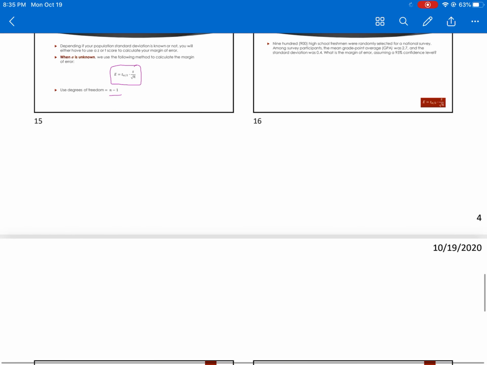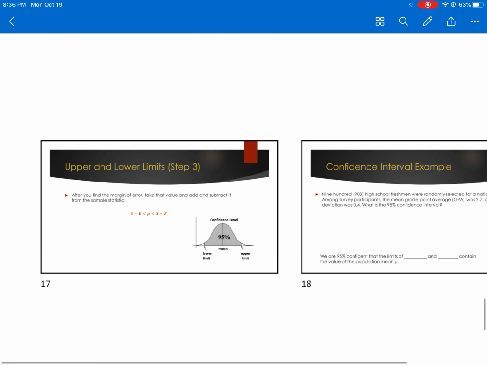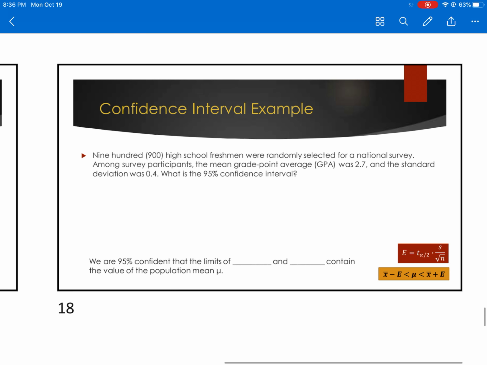So going back to here, that's the example we just did. Okay, so our upper and lower limits, that's going to be step 3. After you find the margin of error, you want to take that value and add and subtract it from the sample statistic. So again, that's this last step here. Your x bar, that is the mean. And E, again, E is your measure of error that we just found. And this is our last step.